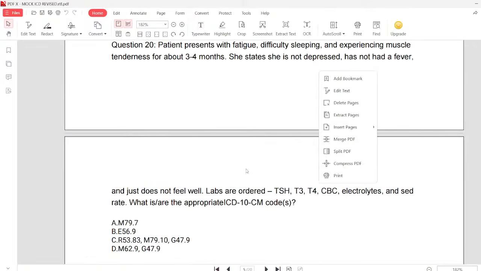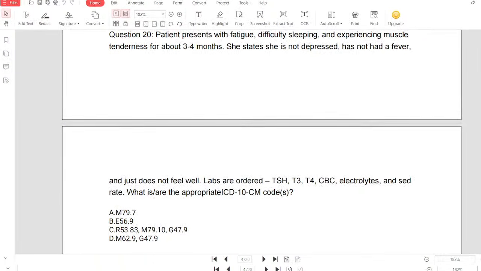Question number 20. So guys, solve this 20th one.